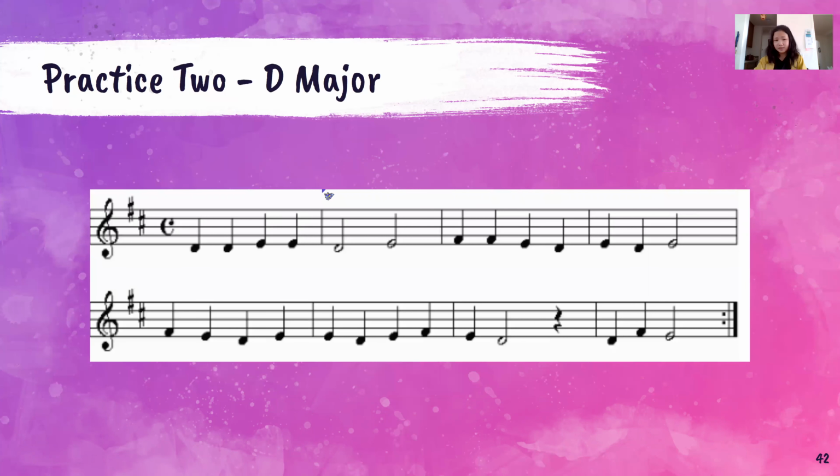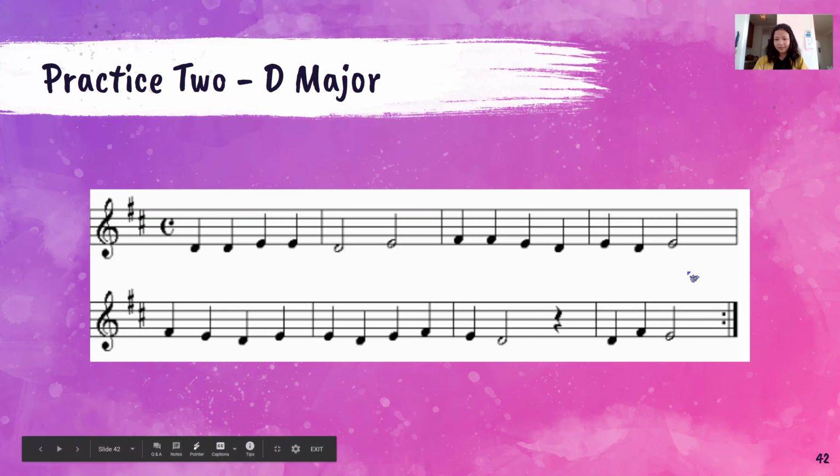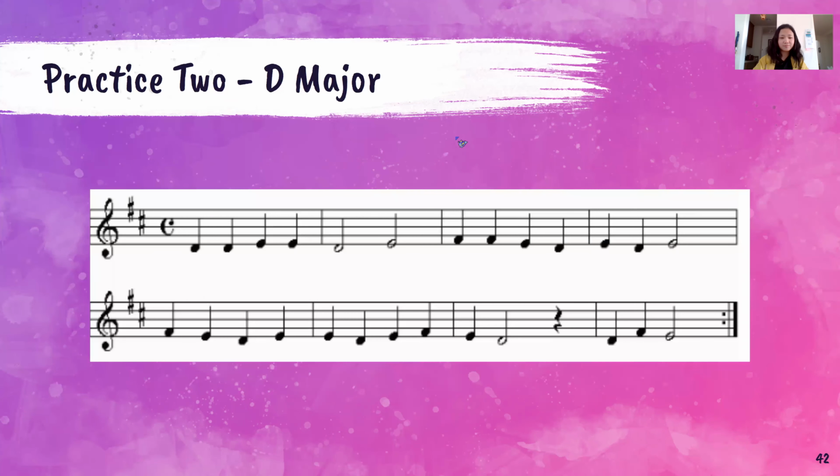Practice number 2, this one's in D major. I'll assume D is do. This time I didn't even put the note names, so it's a little bit more of a challenge. And this one also does not end on D, which is why it might sound weird, but let's give it a go. I'll give you 5 seconds.